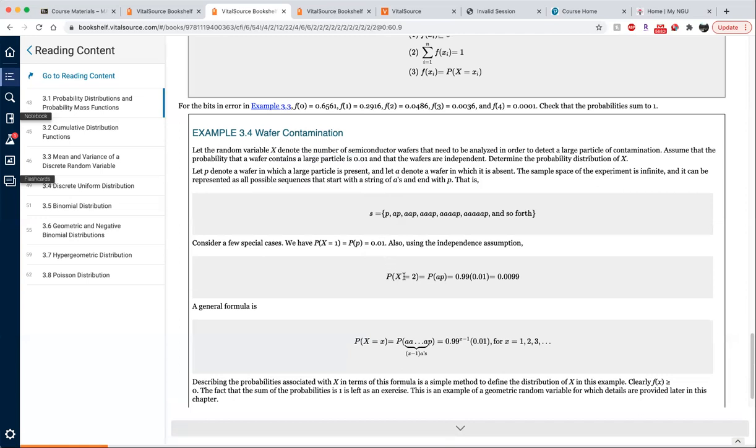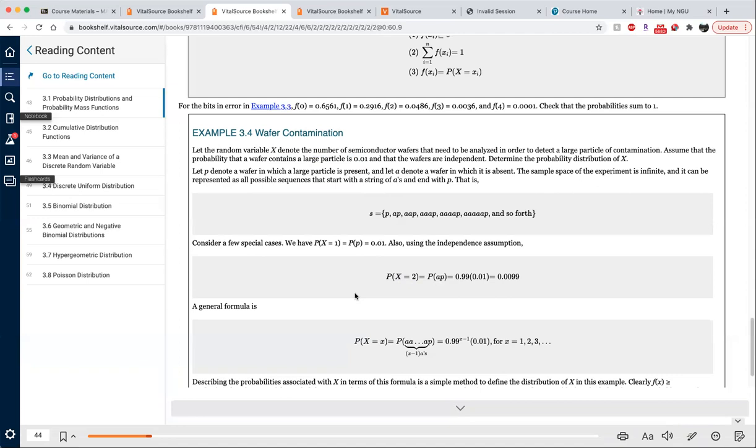Now P of x equals 2. What does it mean that x equals 2? It means we find the wafer in the second trial. It means that in the first trial the wafer is okay, so there's no large particle contamination in the first wafer.